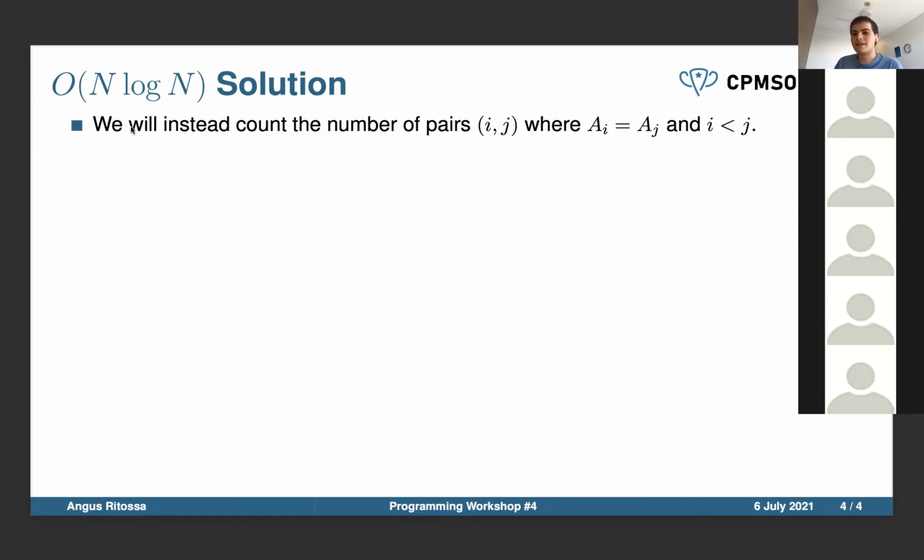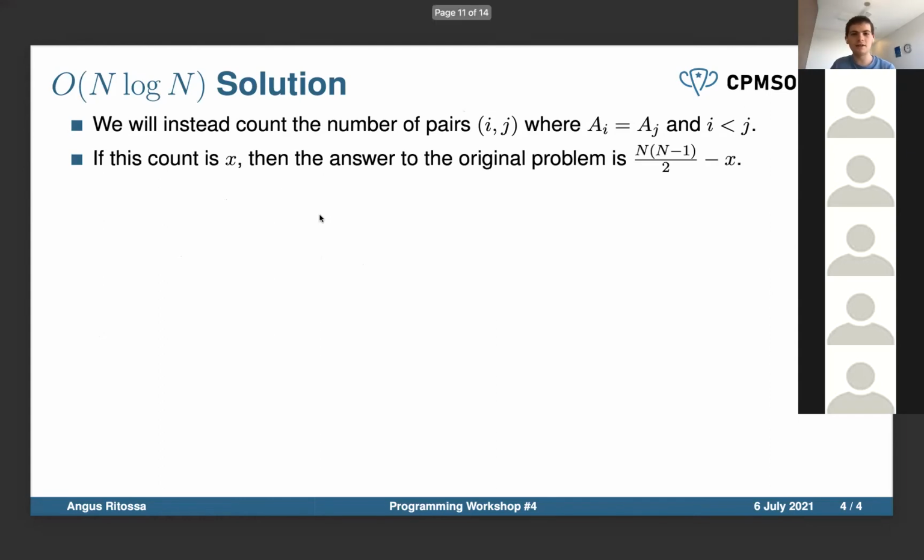the problem asks us to count the number of pairs where elements are different. But what if instead we count the number of pairs where elements are the same? Because that might be a bit easier. And in fact, it's a very similar thing, because if the number of pairs that are the same is x, then the answer to the original problem is just n choose 2 minus x.